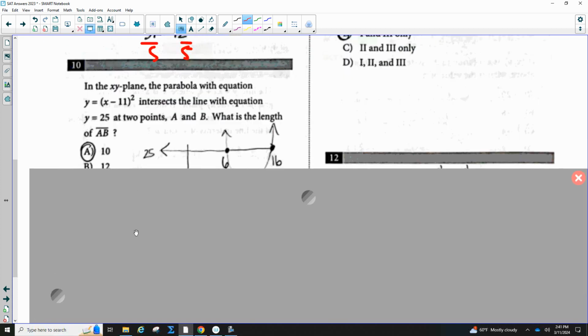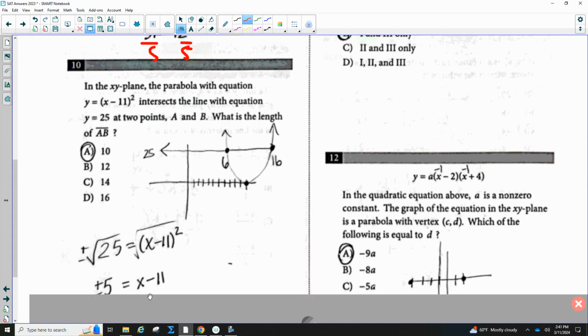Okay. So we have a parabola with this equation. It intersects the line y equals 25 at 2 points. You really don't even need to graph this. If y is 25, you can just plug it in and solve. It will give you 2 points, okay?